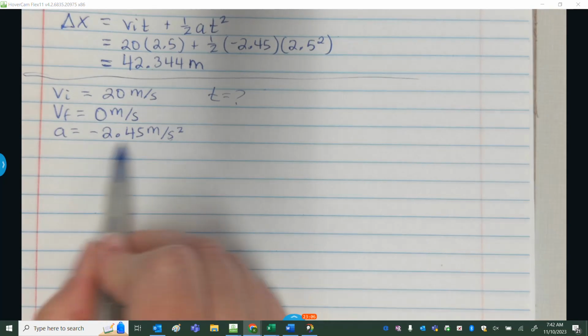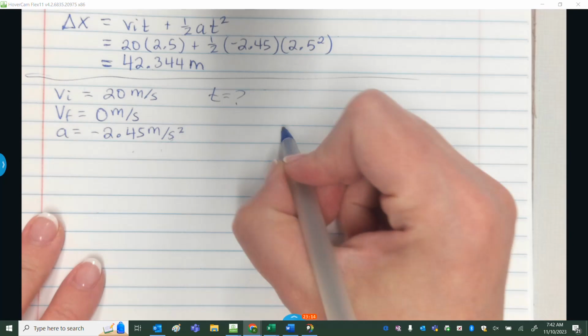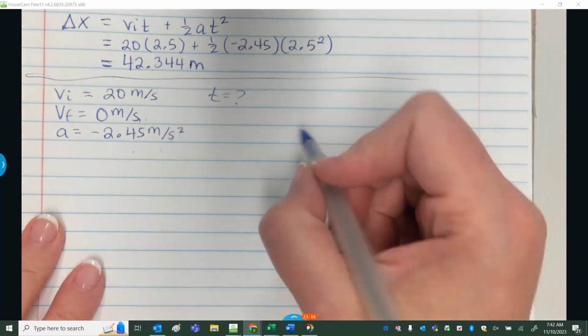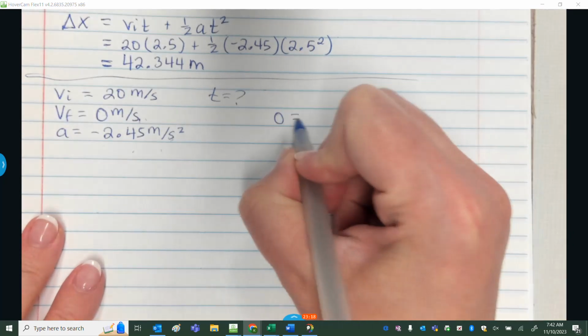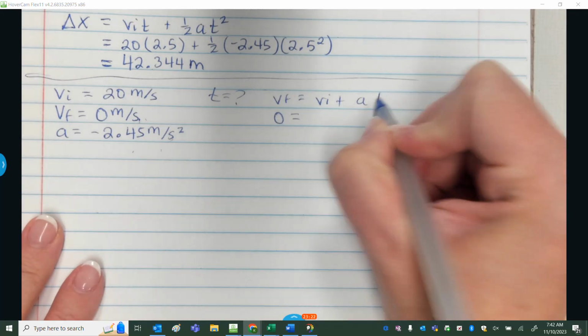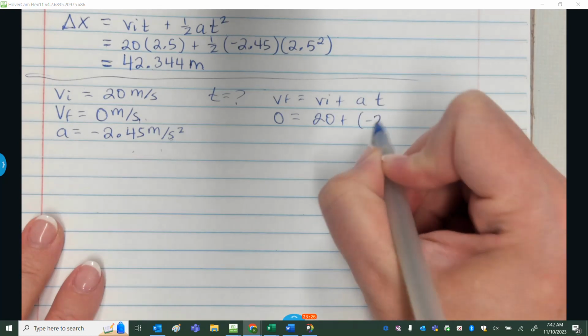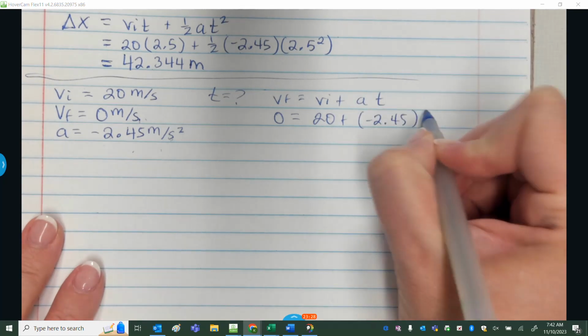Again, I found that acceleration earlier. I'm using it here because it's still the same situation with the same friction, the same car. So we get to reuse that. But otherwise, we're looking at a new final velocity. So 0 equals, again, VF equals VI plus A times T. 0 equals 20 plus negative 2.45 times time.